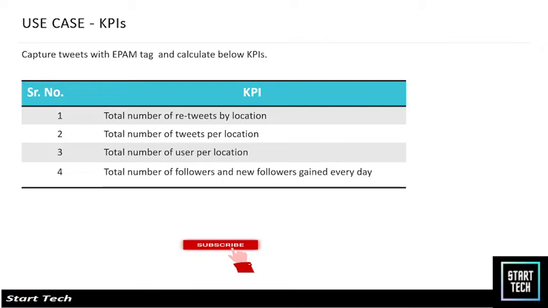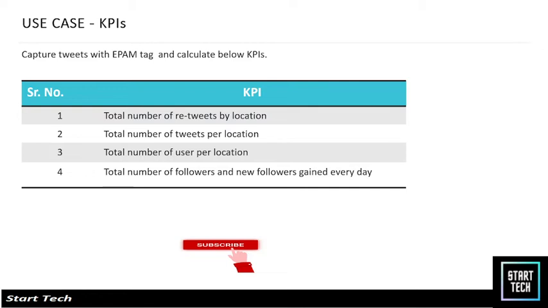And finally we would create the KPIs. These are the KPIs: total number of retweets per location, total number of tweets per location, total number of users per location, total number of followers, and new followers gained every day. So that business people or account owners would understand how the Twitter data is performing, and what steps they can take to increase the performance of the account. Or suppose it is a business account and you want to reach more people, this can be helpful in that scenario as well.